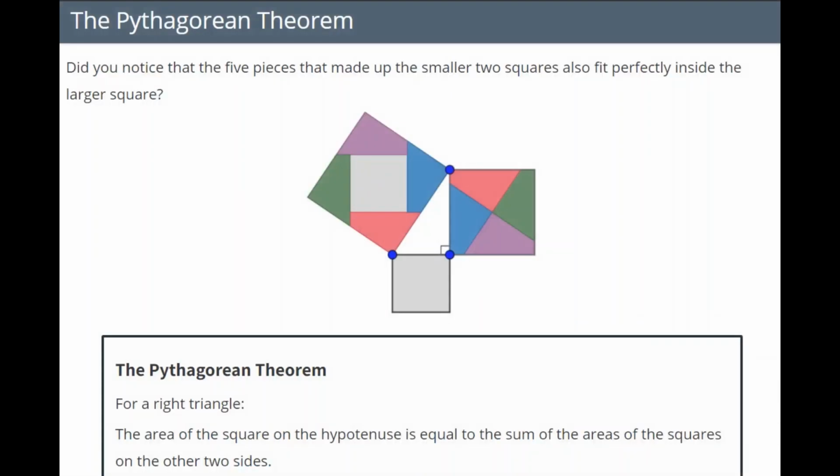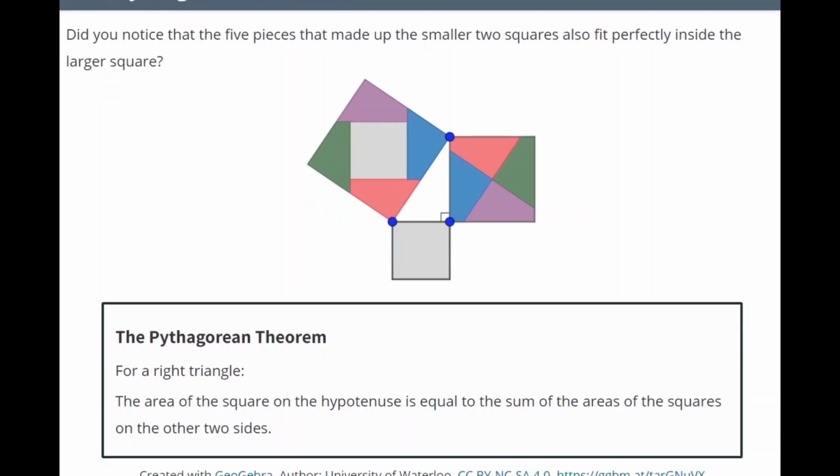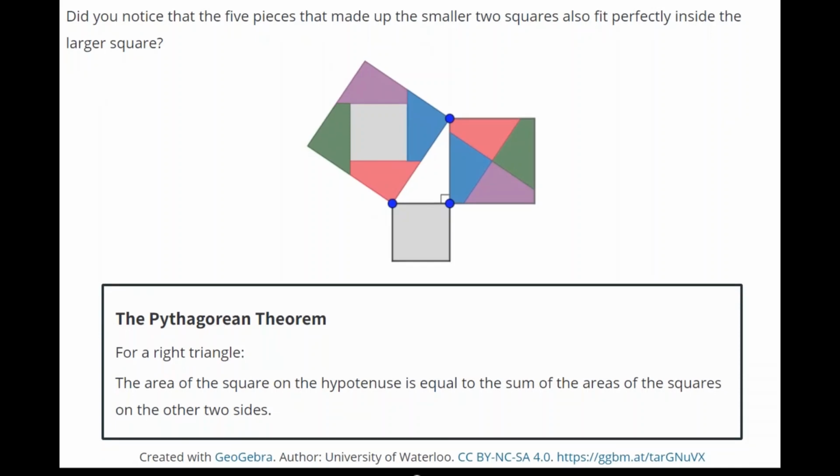Did you notice that the 5 pieces that made up the smaller 2 squares also fit perfectly inside the larger square? This tells us that the area of the larger square is the sum of the areas of the 2 smaller squares. The result can be expressed as the Pythagorean theorem. It says, for a right triangle, the area of the square of the hypotenuse is equal to the sum of the areas of the squares on the other 2 sides.